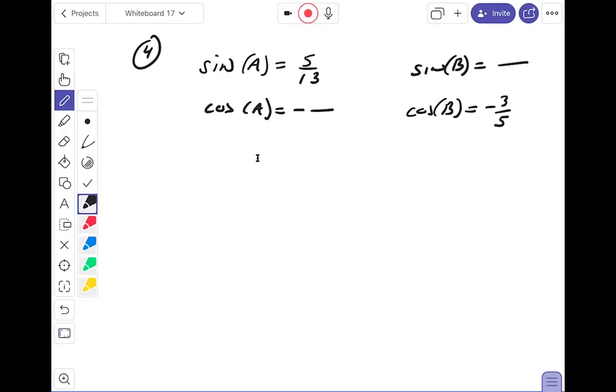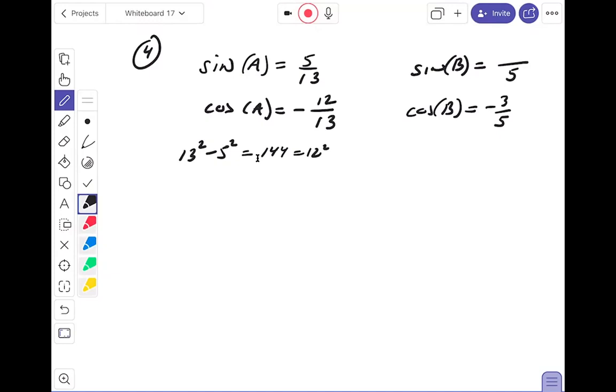What do I know about the cosine of A? I know its denominator is 13. What do I know about the sine of B? I know its denominator is 5. And I can use the Pythagorean Theorem. And certainly it's not that bad. I'll do A first. It's 13 squared minus 5 squared. It's going to be 169 minus 25, which is 144. So now I know that this is 12 squared. So what goes here? 12.